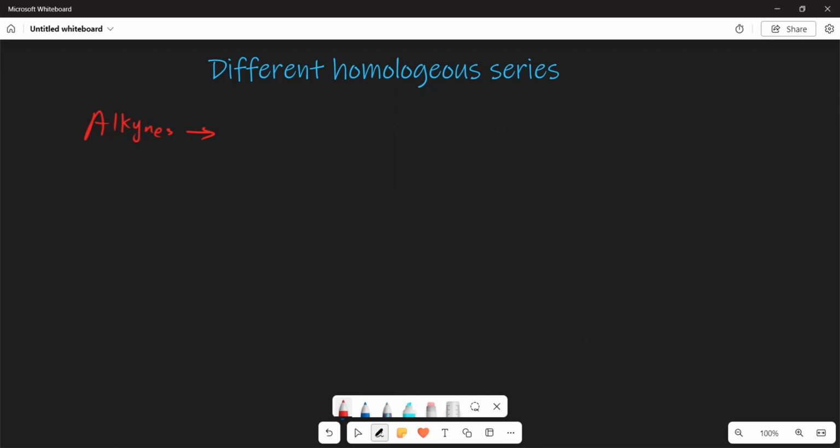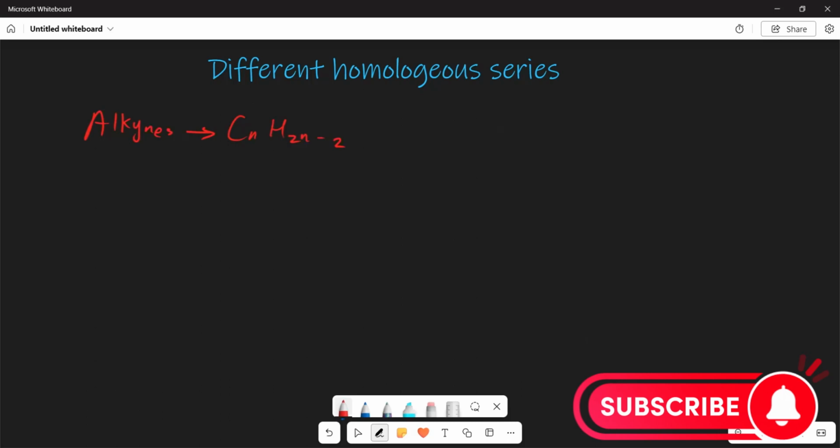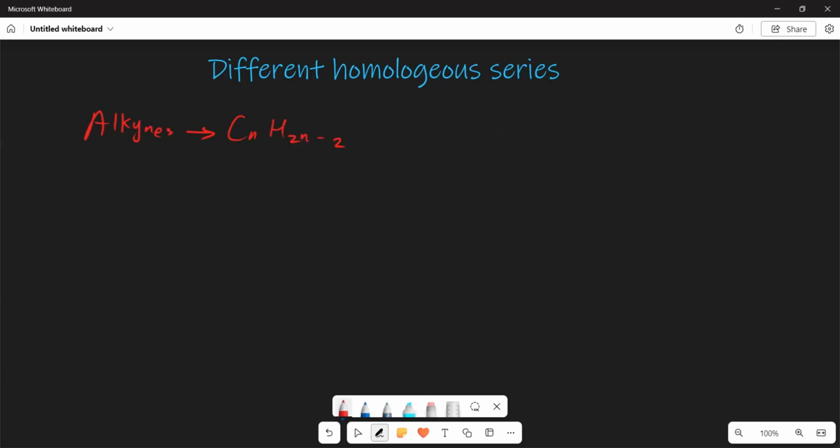The general formula of alkynes is given by CnH2n-2. Are we together? This is going to be the general formula. The functional group of your alkynes is given by a C with the triple bond and also the C. So this is going to be the structural formula. This is supposed to be 1 here.